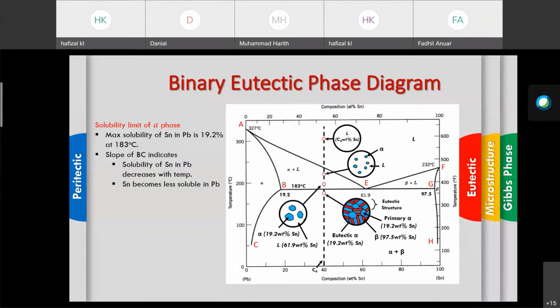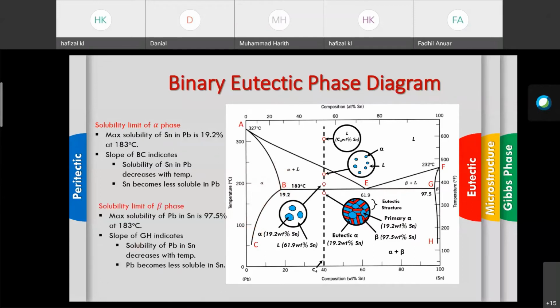And also along the dedicated area of this, at the slope of BC, you can see there is a solubility of Sn in Pb. Here on this slope, we can see during the process of the temperature decrease, Sn becomes less soluble in Pb. So this is the line.